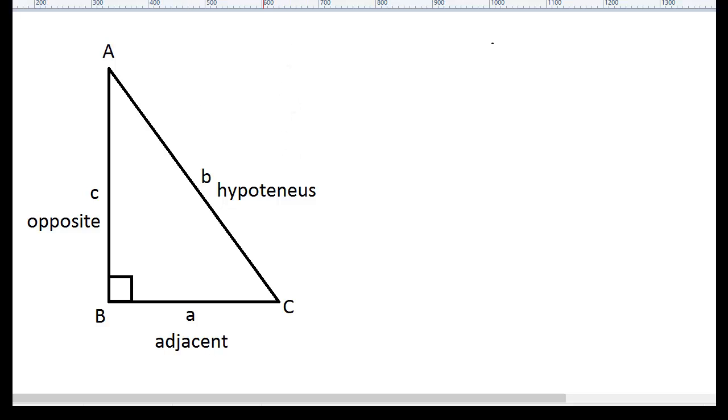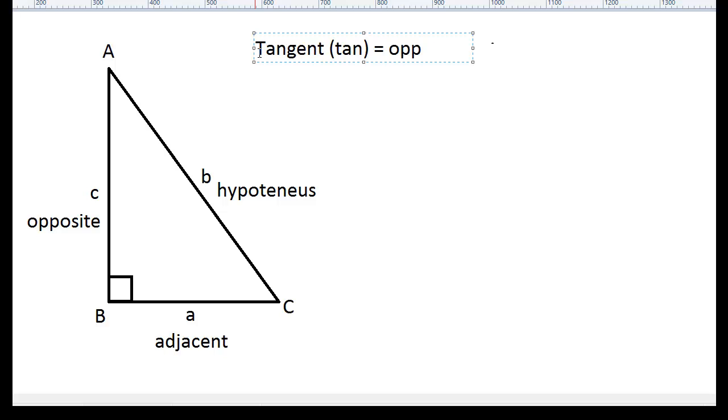So the first property I'm going to talk about is called the tangent. Tangent is abbreviated as tan, and it is the opposite over the adjacent. So tan is equal to opposite over adjacent.